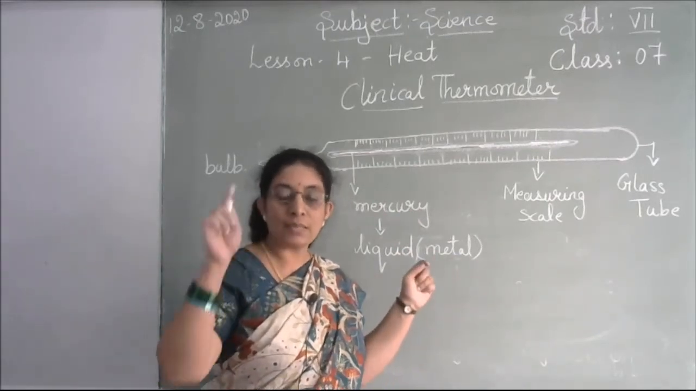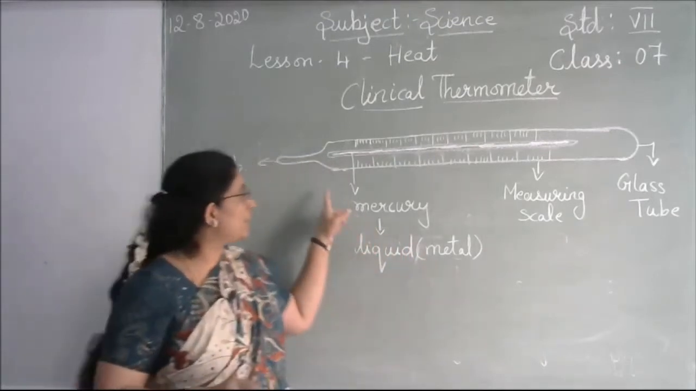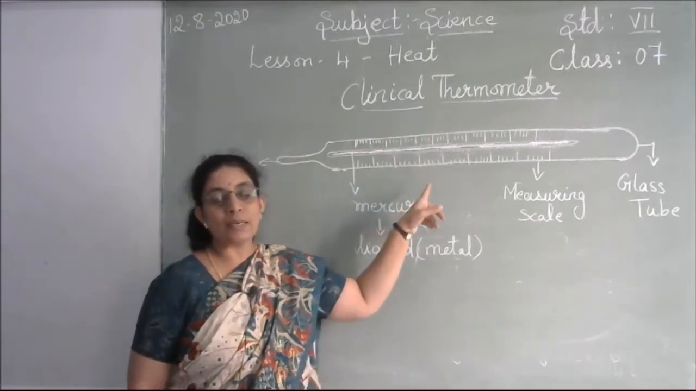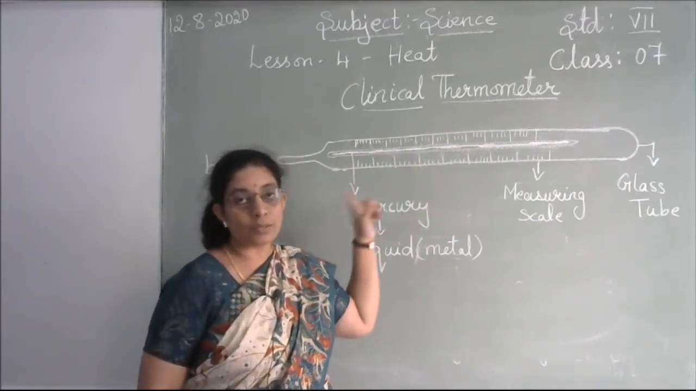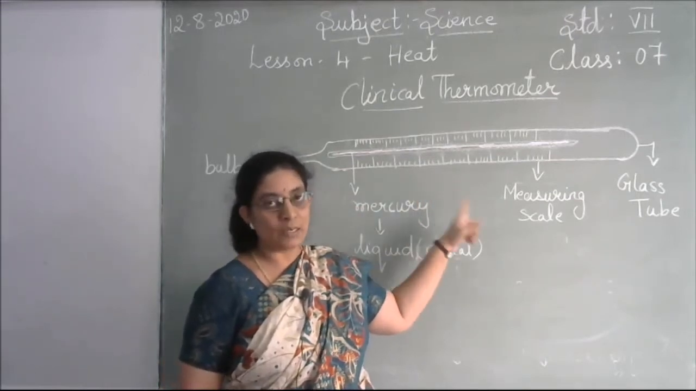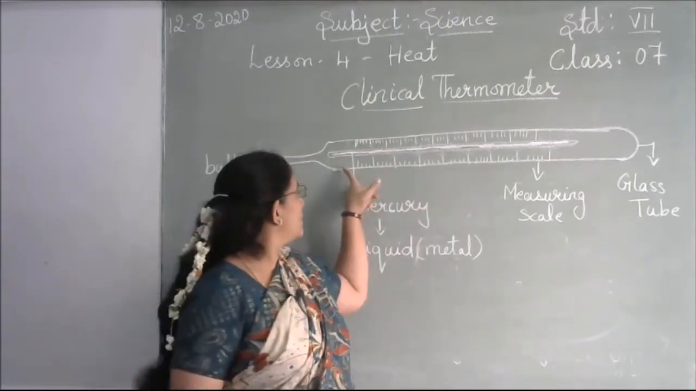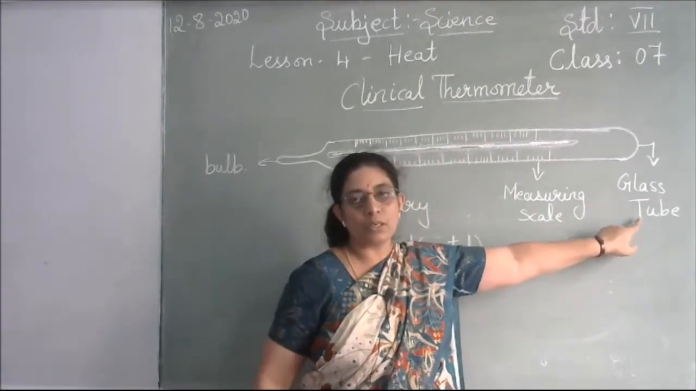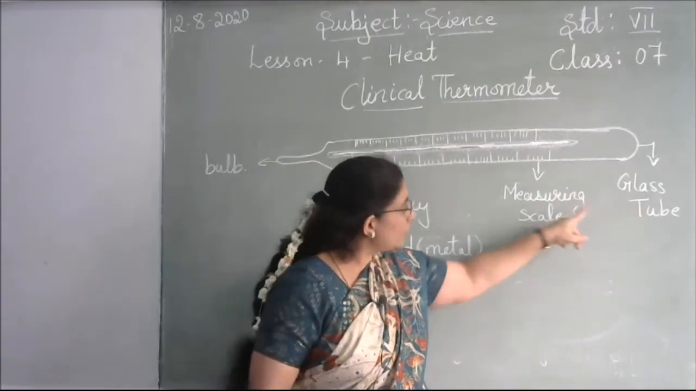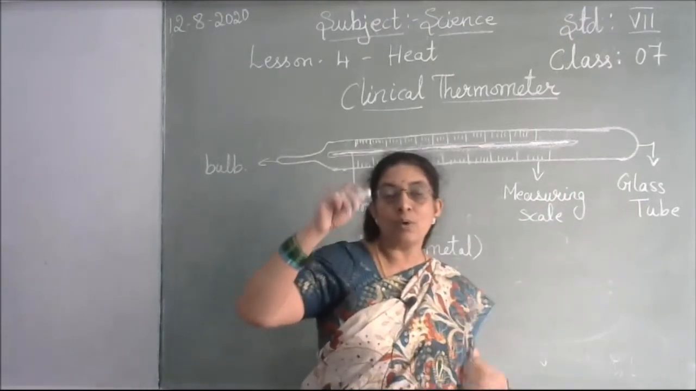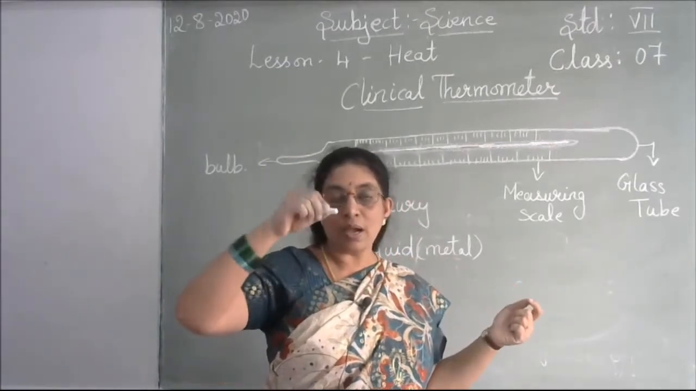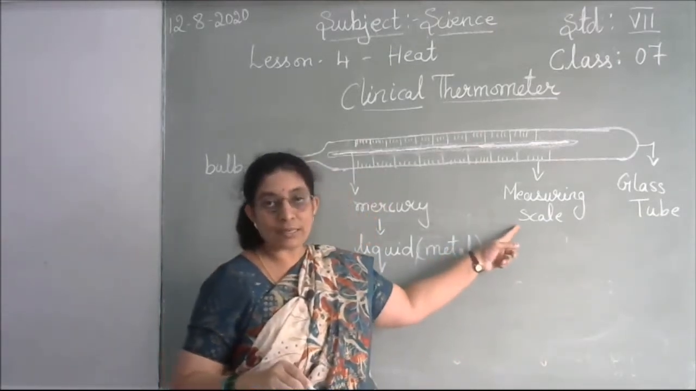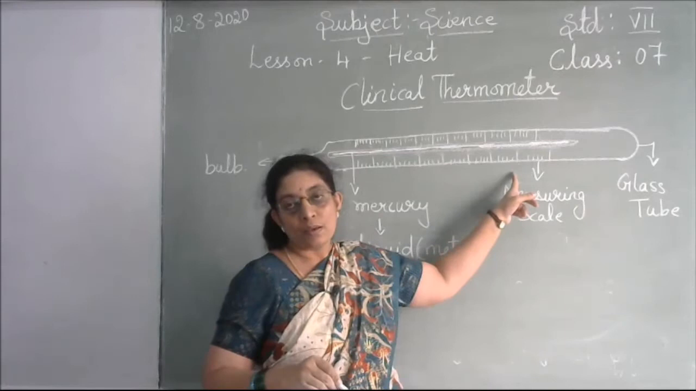In the olden days, when they were using this thermometer, it was called a clinical thermometer. And this clinical thermometer is made out of glass. As glass is transparent, that is why it is made out of glass. The whole tube is made out of glass. And on this glass tube, just like in your scale you have the measurements, over here also there is a measuring scale on top of the glass tube.